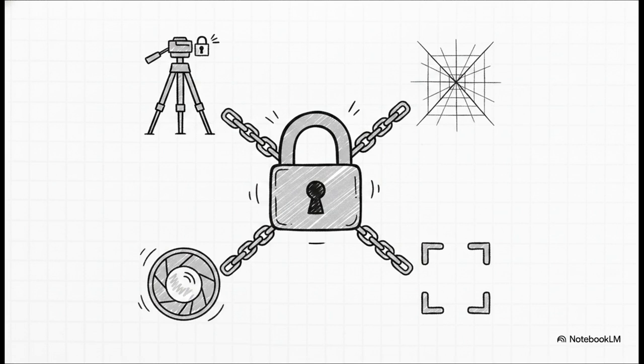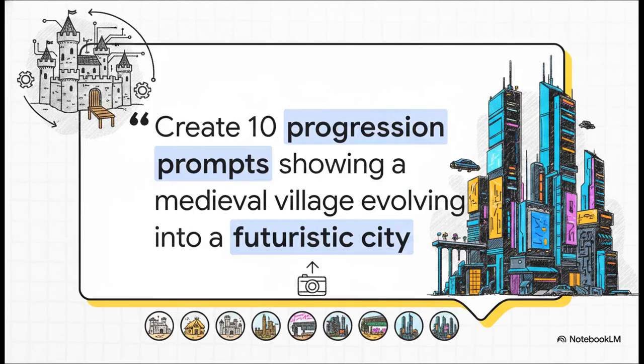If your images look totally different from stage to stage, the entire illusion falls apart. Now, writing all those consistent prompts manually can be a massive headache. So here's a huge shortcut. Instead of racking your brain, just feed this exact command into ChatGPT. Create 10 progression prompts showing a medieval village evolving into a futuristic cyberpunk city while keeping the same camera angle. It will instantly generate your detailed stage descriptions, saving you literally hours of planning.